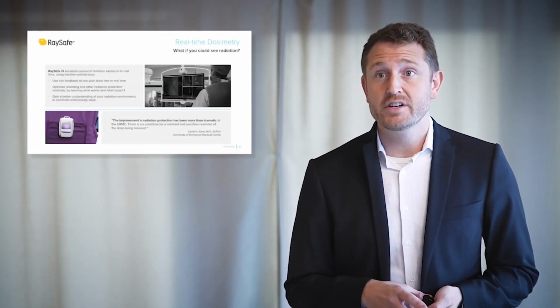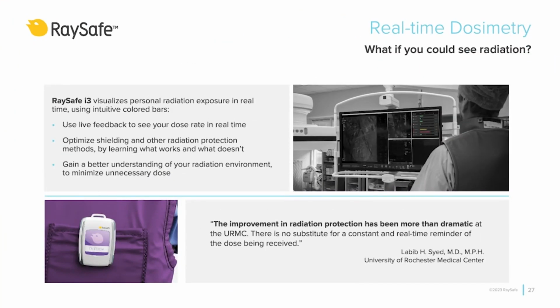The real-time dosimetry, such as the RaySafe i3 system, will show personal dose rates in real time, visualized as colored bars. With this information, users will be able to tell when and how much they are being exposed to, and whether any dose reduction measurements are effective. In other words, it will help to illustrate the concept touched upon in the previous slides.